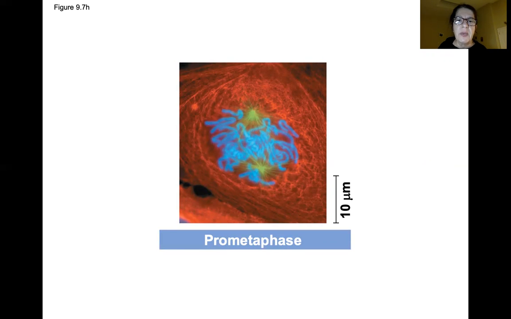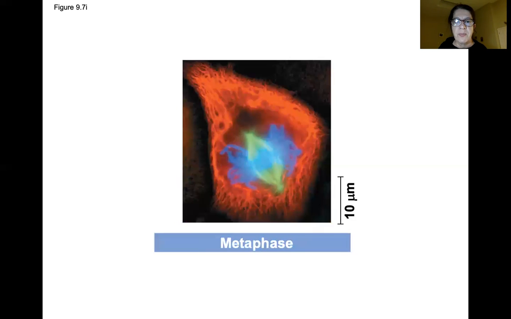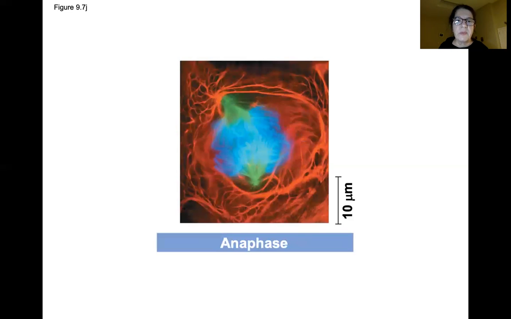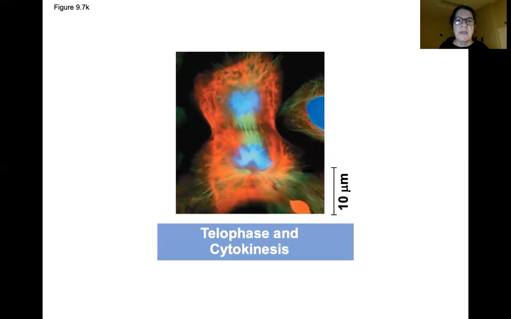And you see that they're already at the opposite ends of the cell, and the spindle fibers are protruding and attaching to the sister chromatids. In metaphase, in blue you will see the sister chromatids, all the DNA is in the middle of the cell, and the spindle fibers are emanating from them. In anaphase, you'll already see how they're beginning to separate. They're being pulled apart. In telophase and cytokinesis, you will see how the blue is already at opposite ends, and in the middle the cell starts to pinch. This is the cleavage furrow.